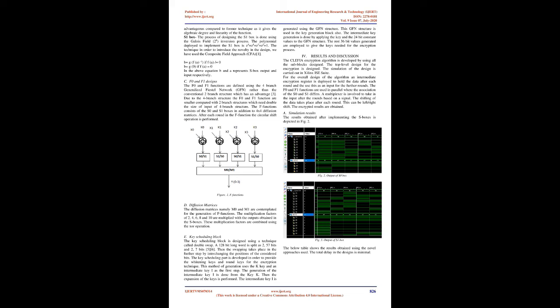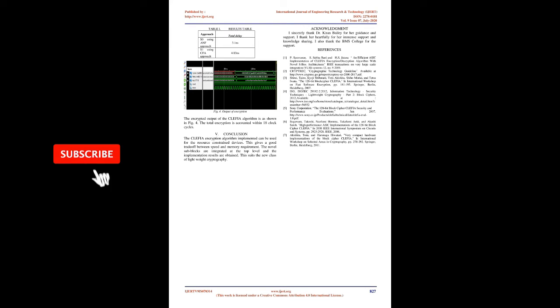F0 and F1 designs. The F0 and F1 functions are defined using the 4-branch generalized Feistel network, GFN, rather than the conventional 2-branch structure, which has an advantage. Due to the 4-branch structure, the F0 and F1 functions are smaller compared with 2-branch structures, which need double the size of input of the 4-branch structure.